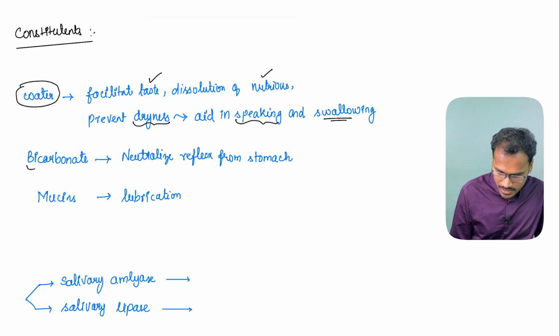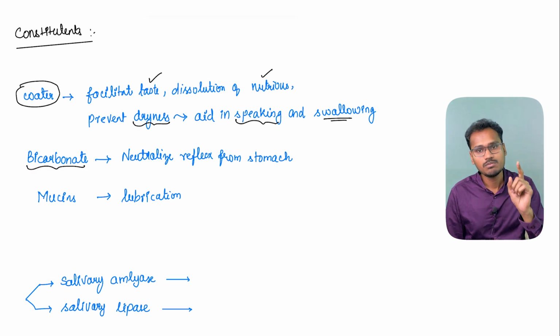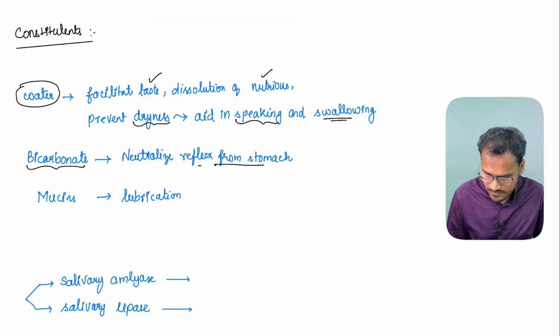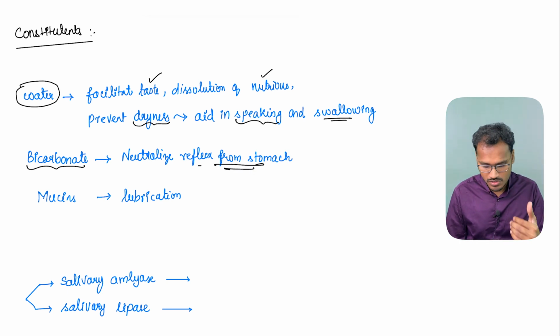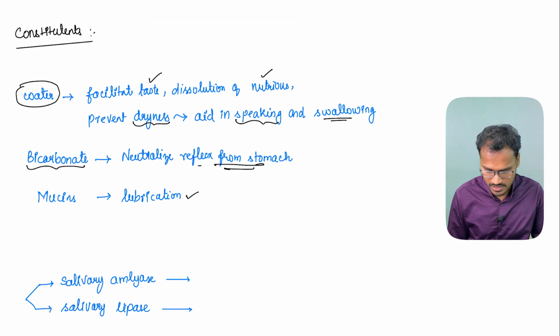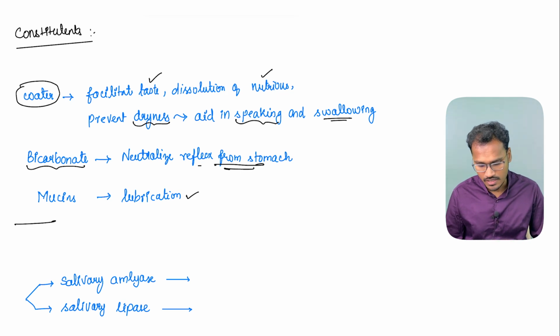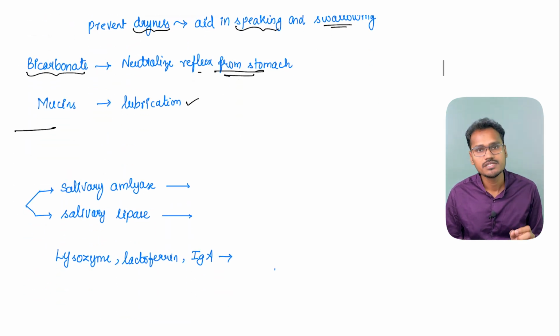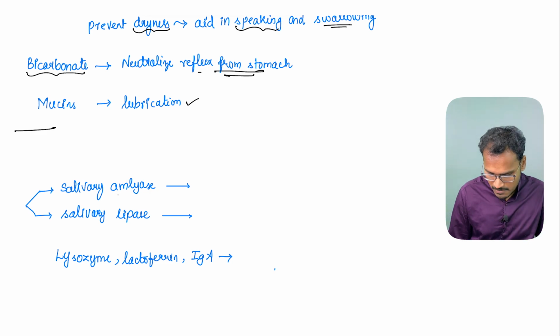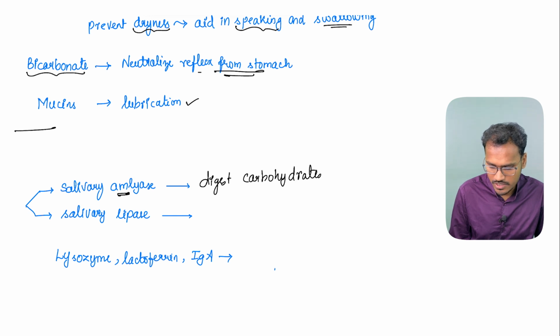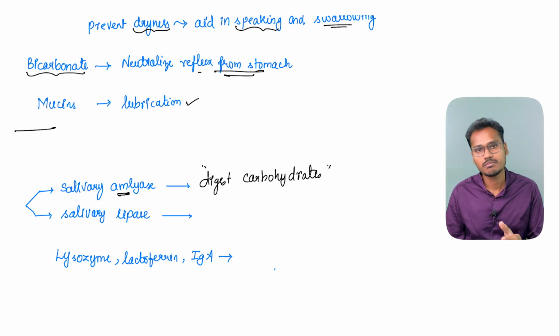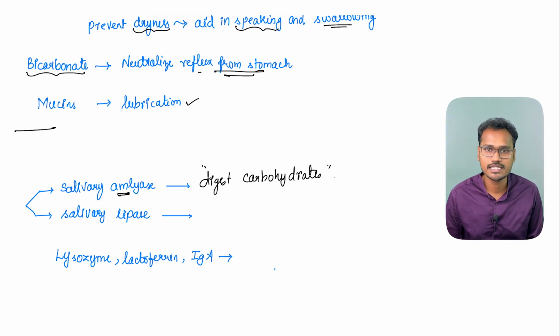Then the bicarbonate, I already told you, it will help to neutralize any reflux from the stomach. And the mucins present will help in lubrication. So these are some of the constituents. It has two enzymes: salivary amylase and salivary lipase. Amylase will help to digest carbohydrates. But again, carbohydrate digestion majorly does not happen here. It will happen with the pancreatic enzymes, but it starts here, we can say.